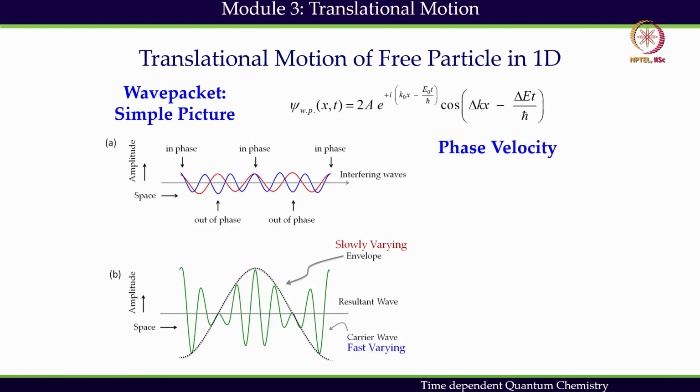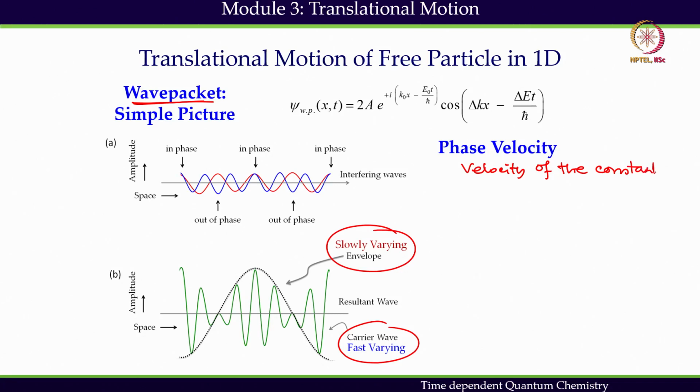Now the velocity of a wave packet will be defined based on these two components. First we will go for phase velocity. Phase velocity for a wave packet will be defined as the velocity of the constant phase front of the fast varying component.